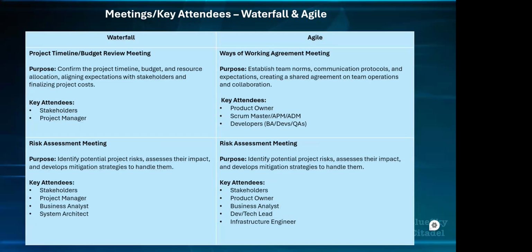And then the other one we want to quickly look at for waterfall is the project timeline and budget review meeting. The purpose of that meeting is to confirm the project timeline, look at the budget and the resource allocation, align expectations with stakeholders and finalize the project cost. Okay, so all those things need to be discussed and put in place. And what we're looking at there is to review the timeline.